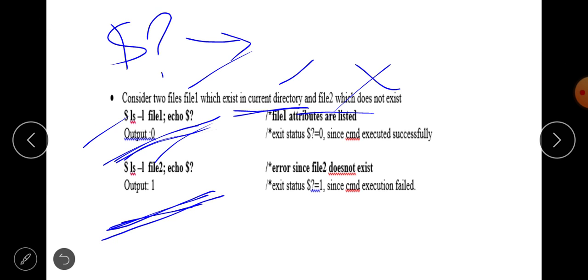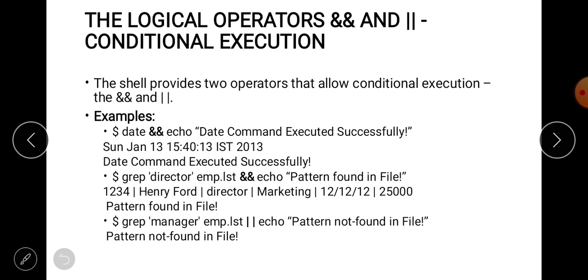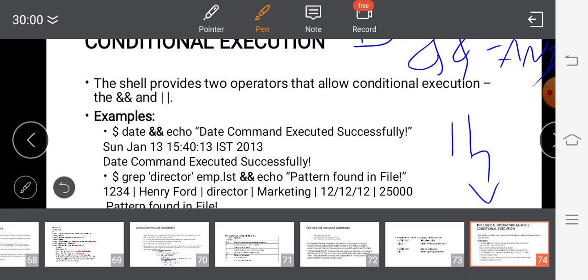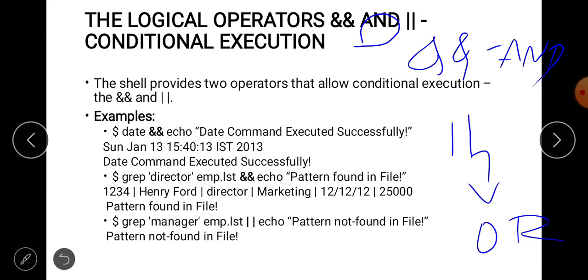Okay, next, the logical operators, and, or. This represents and. Two pipeline symbols represent or. The shell provides two operators that allow conditional execution, the and and or. For example, this is the command line.